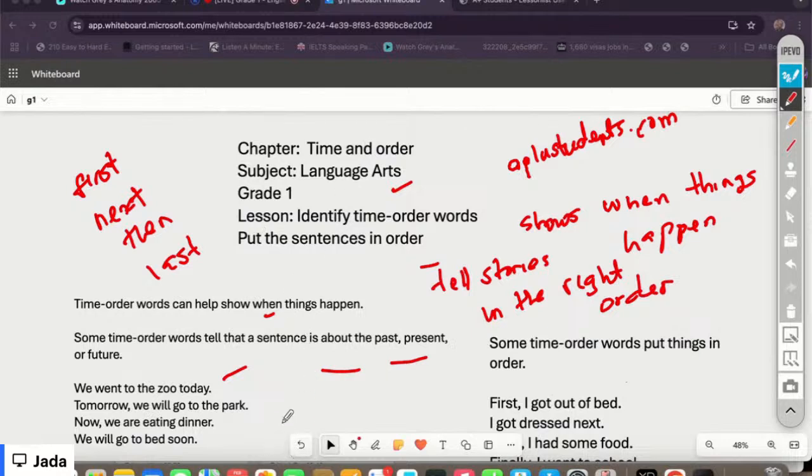So we have some examples here. The first example we have is: we went to the zoo today. Tomorrow we will go to the park. Now we are eating dinner. We will go to bed soon. This is a time order, all right?